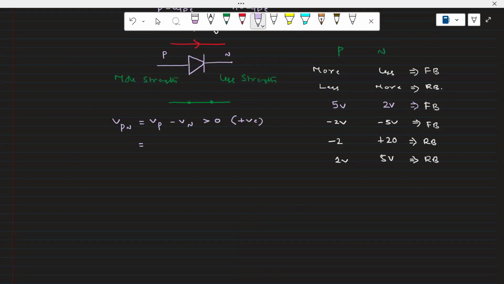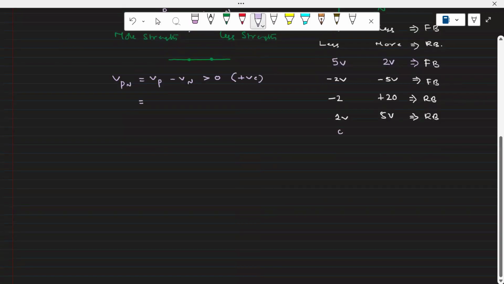As I mentioned, for example, if you take 0 volts here and 0 volts here also, what should we say? It is also reverse bias.